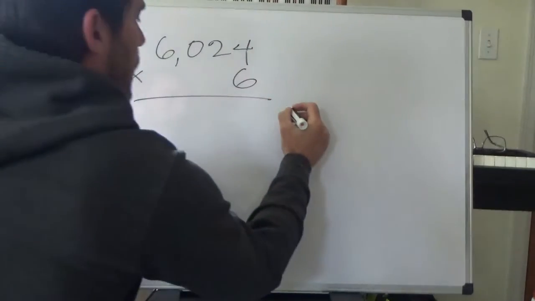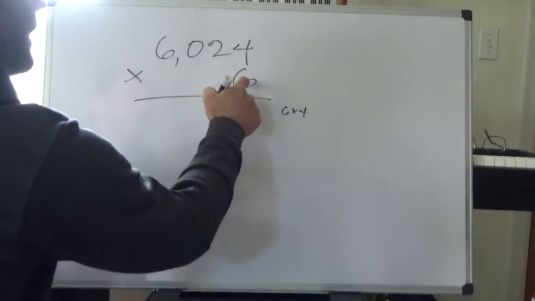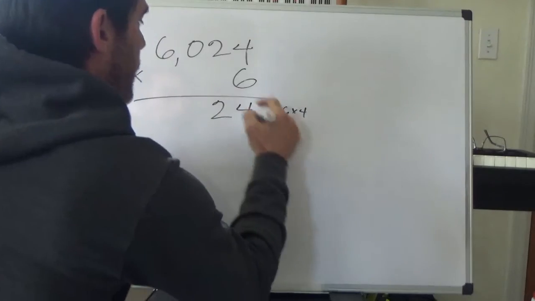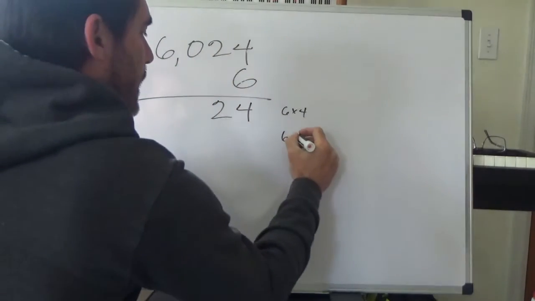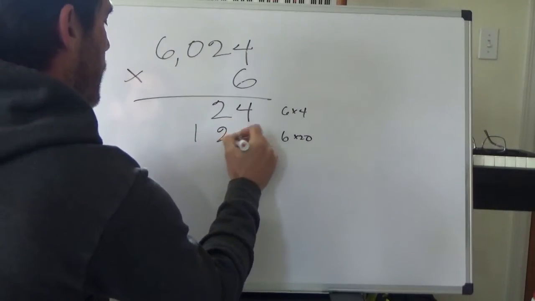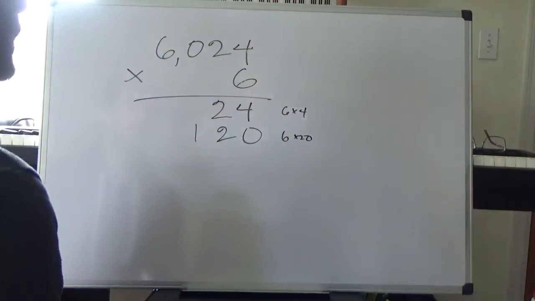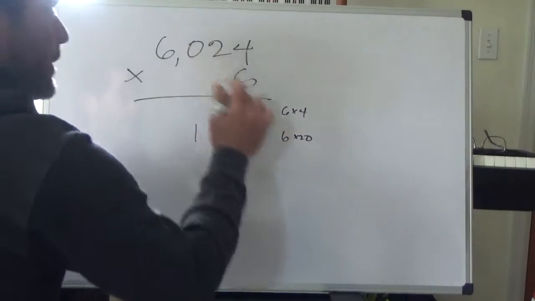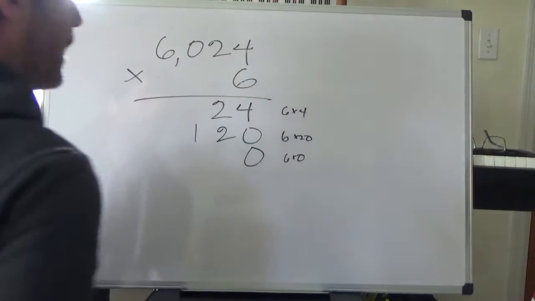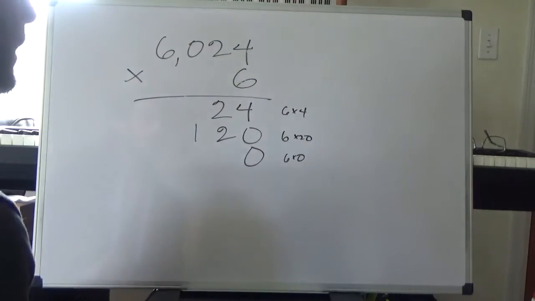6 times 4. I have 4 different multiplication problems to do. 6 times 4 is 24. And then I'm going to move down to 6 times 2 tens, or 6 times 20. That's going to give me 120. And as I write this, I'm going to try to keep my ones and tens and hundreds in the right column. 6 times 0. I'm going to put a 0 as my placeholder so I don't forget, but I know that any number times 0 is going to be 0.